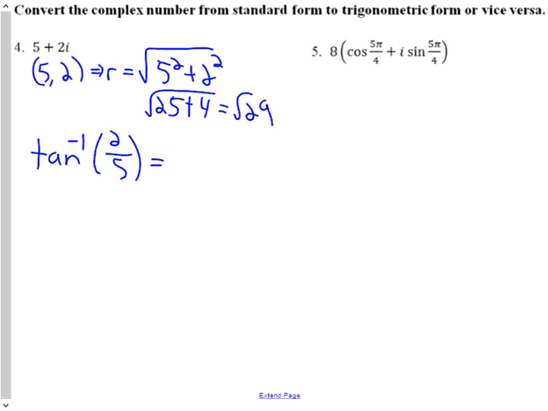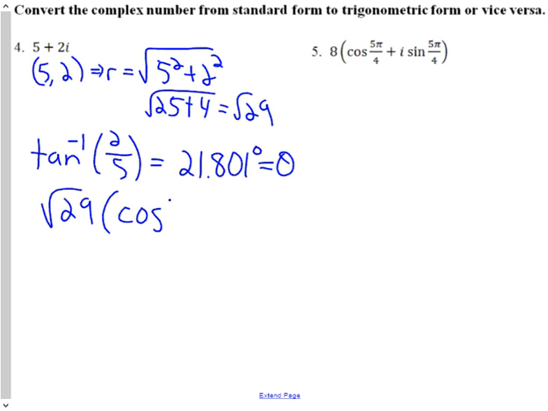So getting out your calculator, make sure you are in degrees in terms of your mode. Do tan inverse of 2/5, and I get 21.801 degrees. So there's our angle, and now to finish the form, we've got square root of 29. This is how they showed it: cosine 21.801 degrees plus i sine, again, the y value had the i, sine of 21.801 degrees.